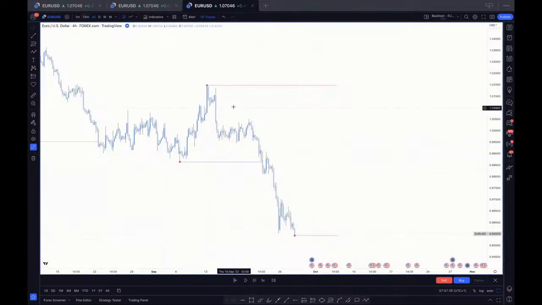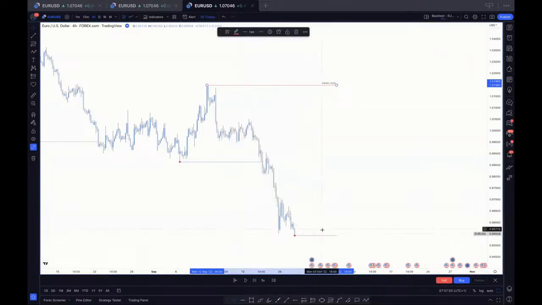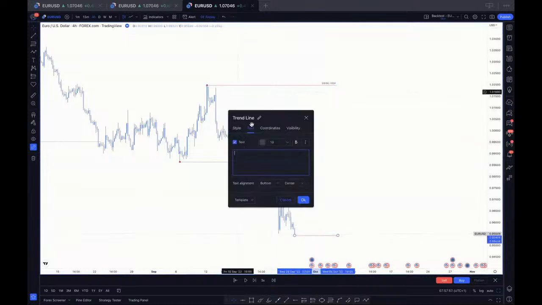Sorry. Oh, one more thing. Let me also just do something. On this line, I can just add a text. So let me say swing high. I'm just going to put that at the top and then put that to the right, so I know that. The same thing here.